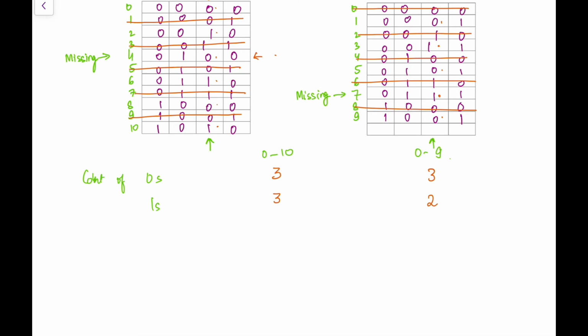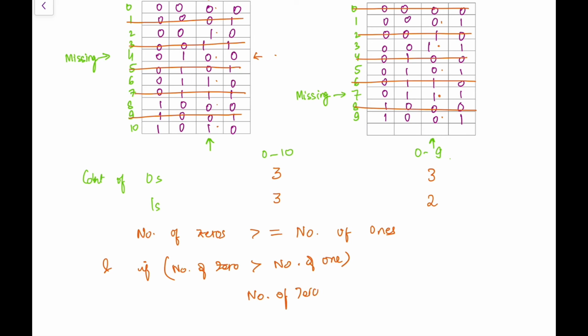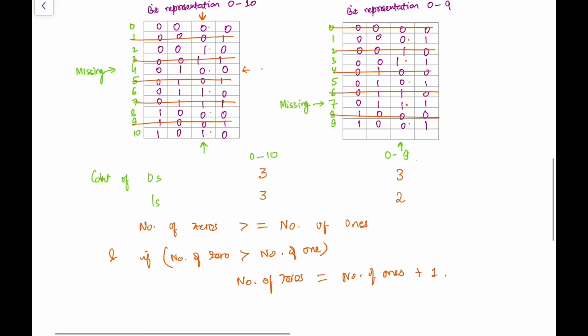Now again we can observe that number of zeros is always greater than or equal to number of ones, and if the number of zeros is greater than number of ones, then the number of zeros will be equal to number of ones plus 1. So this is the only difference that we observe. So via this observation, let's see if it adheres to our observations or not.